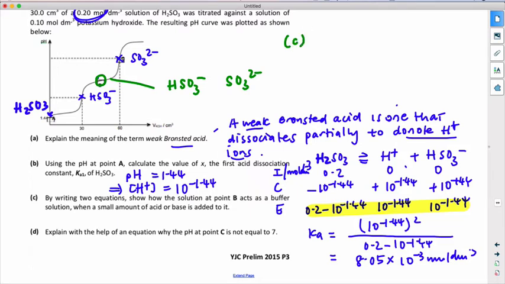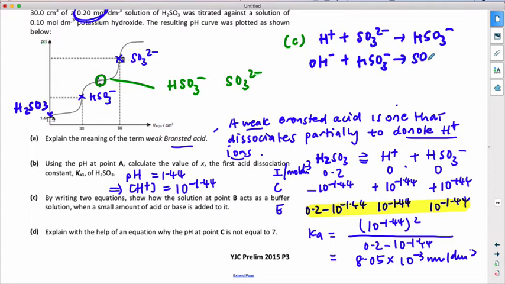When a small amount of H plus is added, it reacts with SO3 2 minus, which is a weak base, to form HSO3 minus. If you add OH minus, it will react with HSO3 minus to form SO3 2 minus plus water. So this is the equation we are looking at. That's how a buffer works. You add H plus or you add OH minus, and the buffer will remove the H plus or the OH minus.